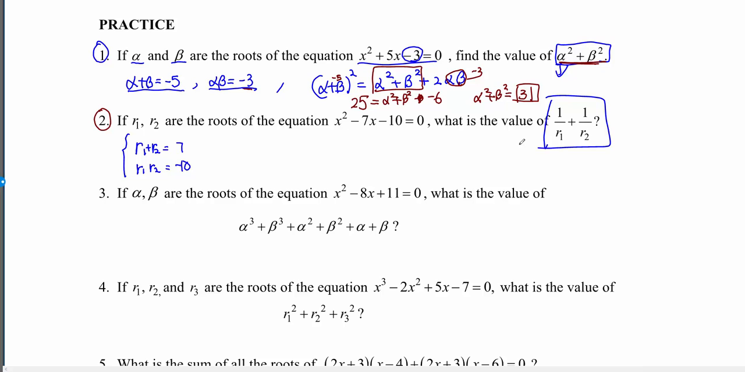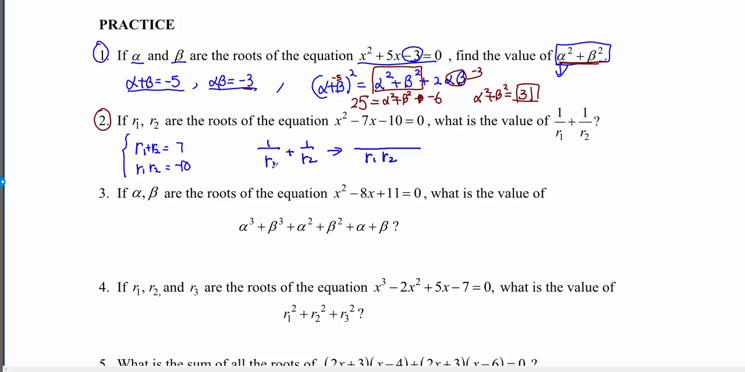So you have to express 1 over R1 plus 1 over R2 with sum and product. Can you cross multiply? Oh no, that is not cross multiply, that is not an equation. When you have an equation over here, you can cross multiply. This is just an expression. What is the common denominator? 1 over R1 plus 1 over R2, the common denominator is R1 and R2, isn't it?